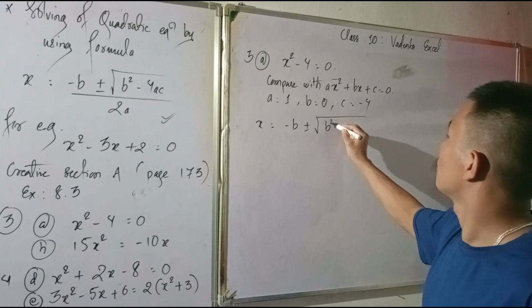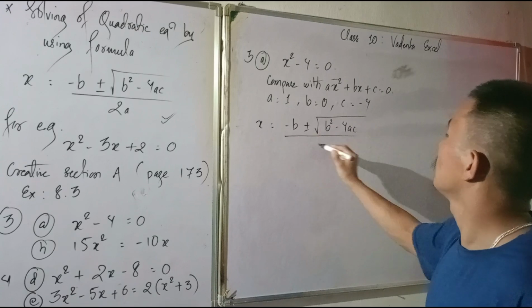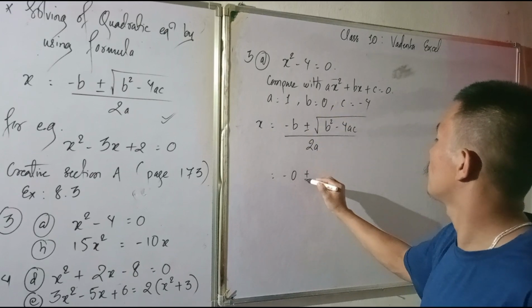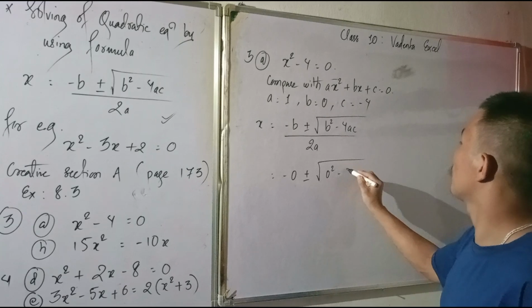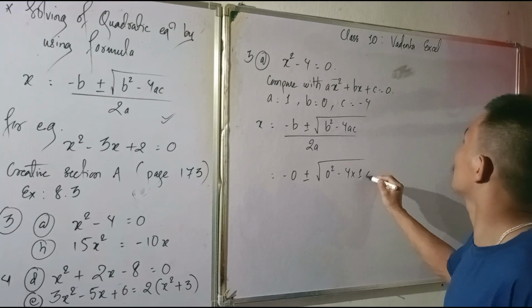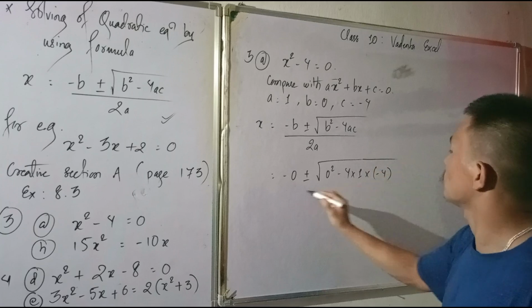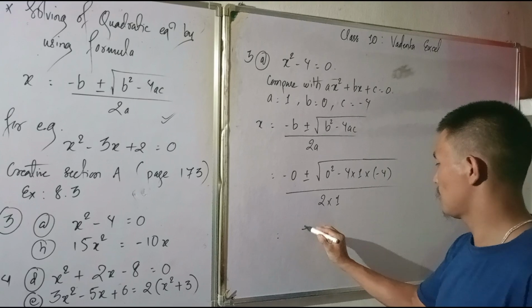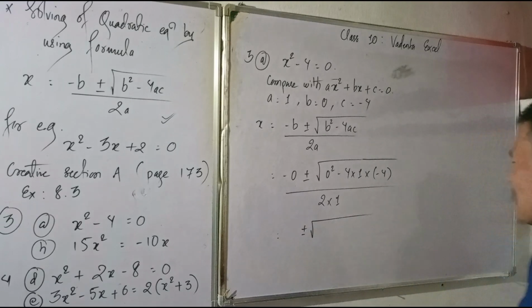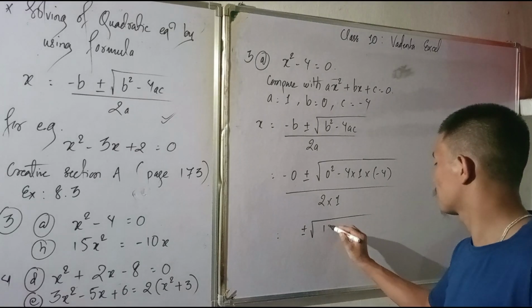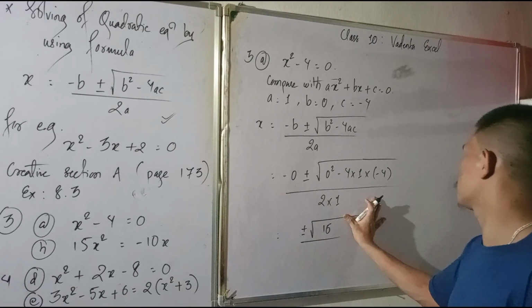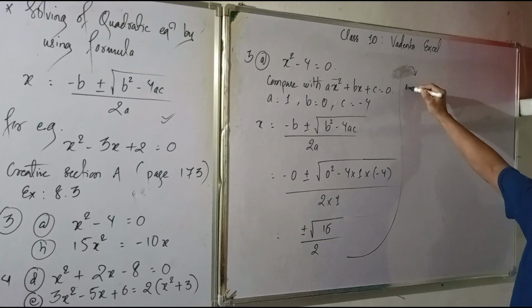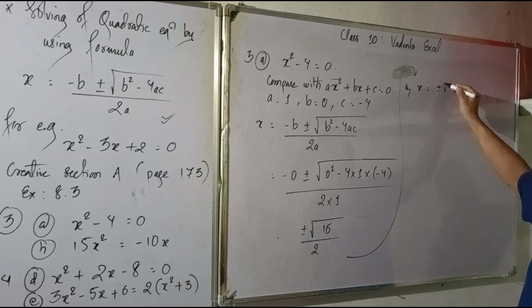So now we know x equals minus b plus minus root over b squared minus 4ac, divided by 2 times a. Now minus b we have 0, plus minus b squared we have 0, minus 4, a we have 1, and c is minus 4. And 2 times a we have 1. So plus minus root 16.